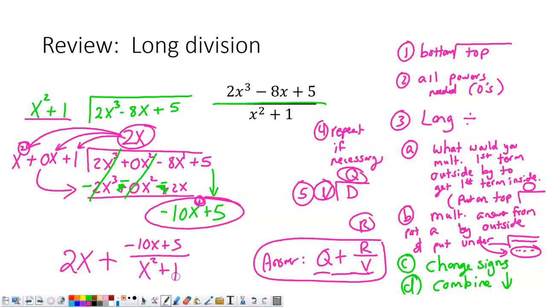I'm not going to put the 0x there, because the only reason we had that was so the long division would work out, but I'm done with that. So in my final answer, we don't need it.